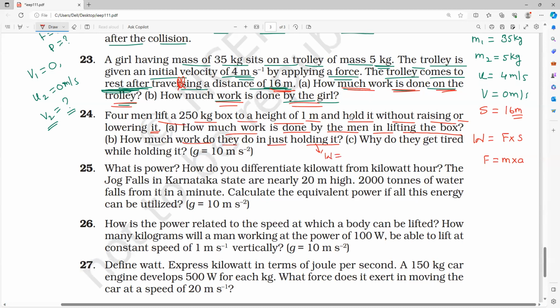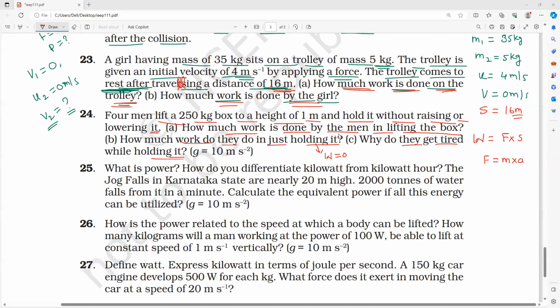We all know that work done is equal to what? Zero. Then why do they get tired while holding it? Suppose I ask you to hold 10 kg and wait for a long period of time. Will you feel tired or not? Yes, because for holding that, all our energy will be drained. So automatically we will feel tired.